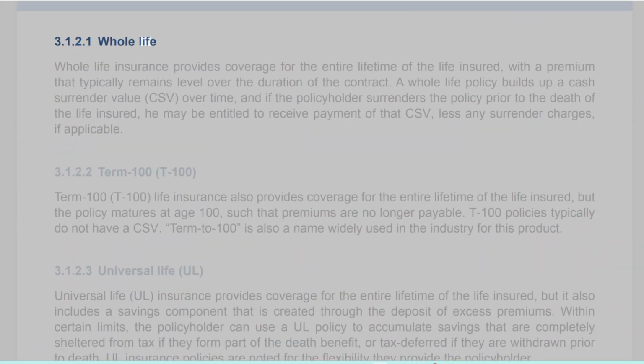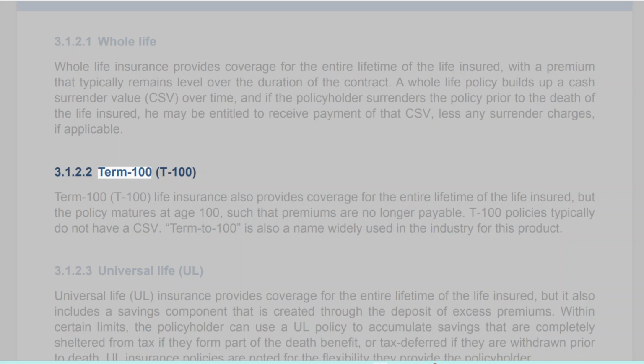3.1.2.1 Whole life. Whole life insurance provides coverage for the entire lifetime of the life insured, with a premium that typically remains level over the duration of the contract. A whole life policy builds up a cash surrender value, CSV, over time, and if the policyholder surrenders the policy prior to the death of the life insured, he may be entitled to receive payment of that CSV, less any surrender charges, if applicable.